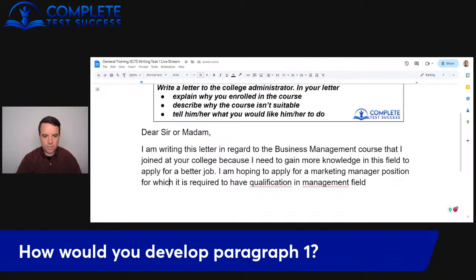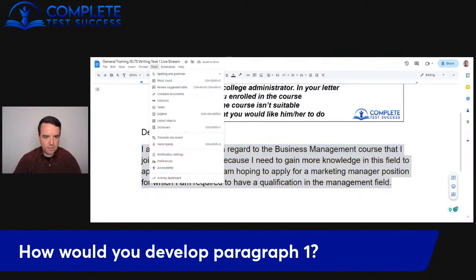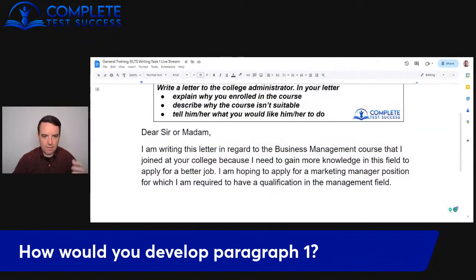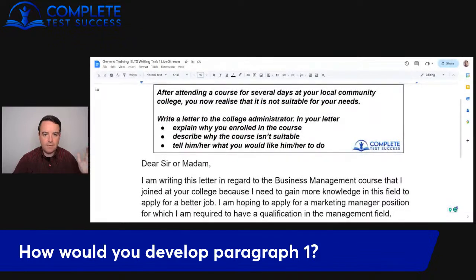For which I am required to have a qualification in the management field. Okay, that looks good. How many words have we here? Maybe just a little bit short, I'd say 57 words. That's good enough. We're looking for about 60. It doesn't have to be exactly 60 or over 60, but about 60 is good. So that means we're finished our first paragraph.